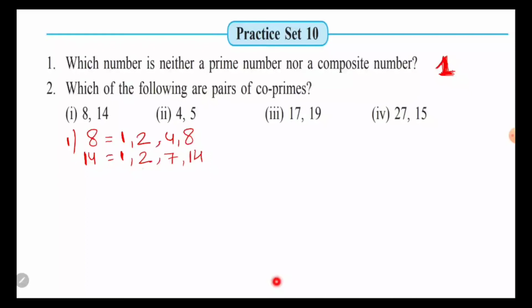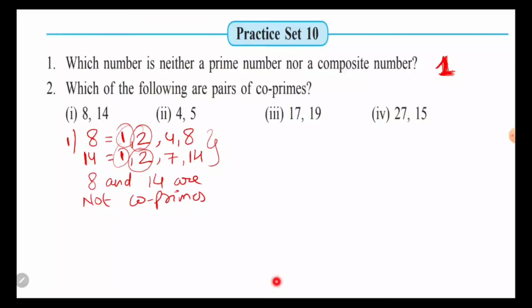Now we can see that there is 1 and also 2. 2 is also a common factor over here. Okay, so if 2 is also a common factor over here, then we can't say that these numbers are co-prime numbers. So what we will be writing? 8 and 14 are not co-prime. Okay, this will be your answer.